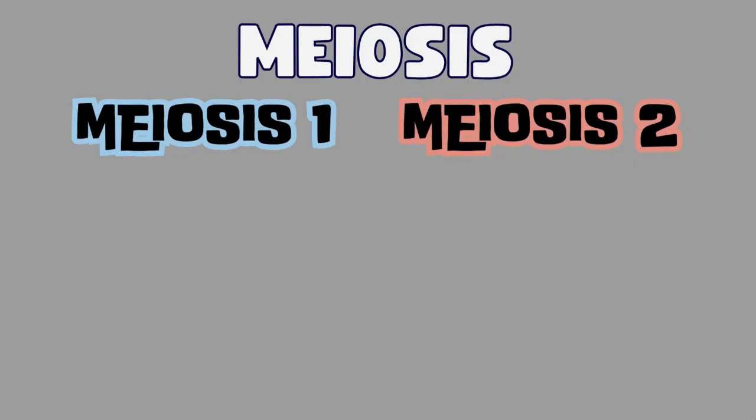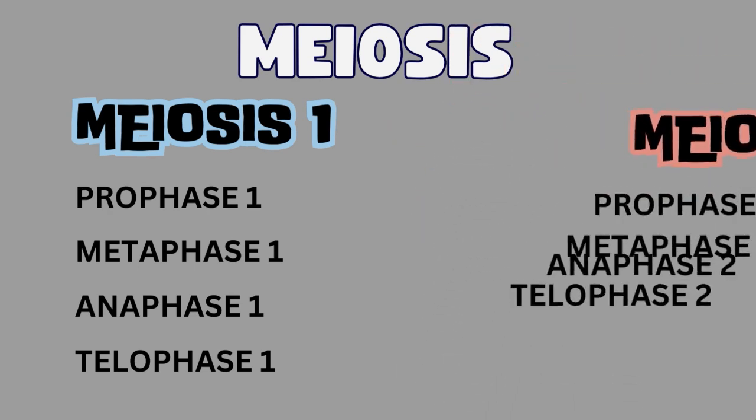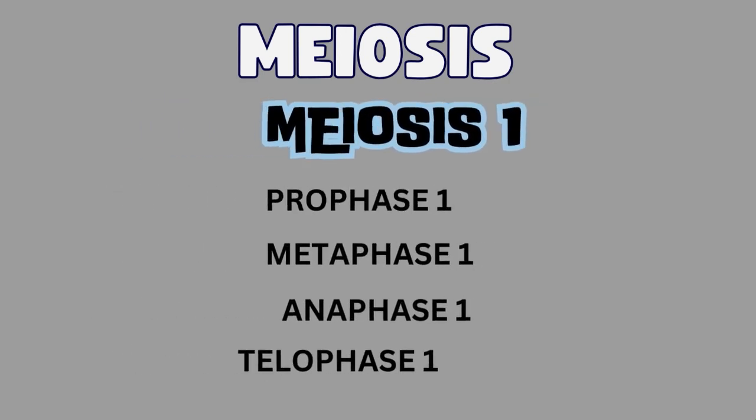Meiosis 1 and meiosis 2 each have four different phases, namely prophase 1, metaphase 1, anaphase 1, and telophase 1 for meiosis 1. While for meiosis 2, we have prophase 2, metaphase 2, anaphase 2, and telophase 2. Let us now focus on meiosis 1 and its phases.